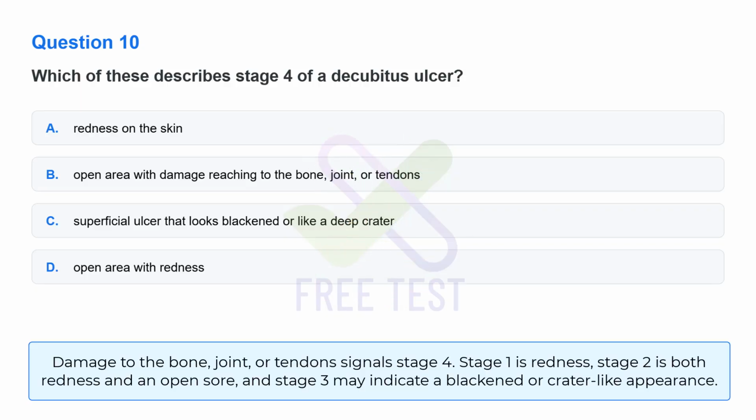The correct answer is B. Open area with damage reaching to the bone, joint, or tendons. Damage to the bone, joint, or tendons signals stage 4. Stage 1 is redness, stage 2 is both redness and an open sore, and stage 3 may indicate a blackened or crater-like appearance.